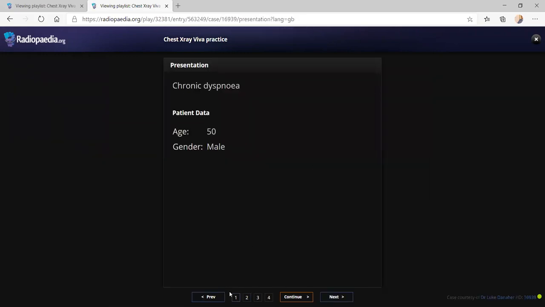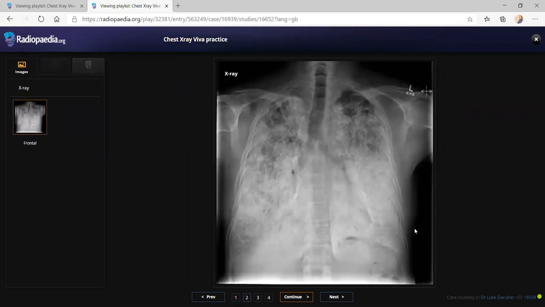Chronic dyspnea in a 50-year-old male. Okay, the frontal chest radiograph was showing both hemithorax appear very densely opacified with some small air lucencies here and there. And I'm not able to make out any other structures in the thorax, which are all obscured by this.